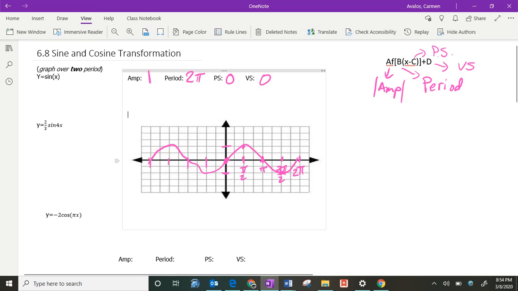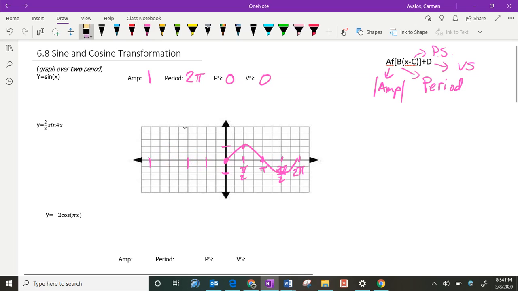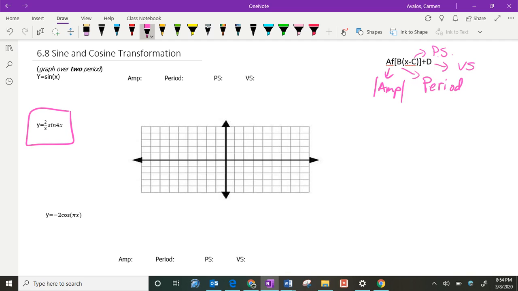Now, let's say that we are going to change this, and it's pretty much going to be exactly the same thing, but now we're going to graph this one. Now the amplitude is different. The amplitude there, this is your A right there, is going to be 2/3. It's always the absolute value, and since this is already positive, we're going to have that. So remember, amplitude is the absolute value of A.